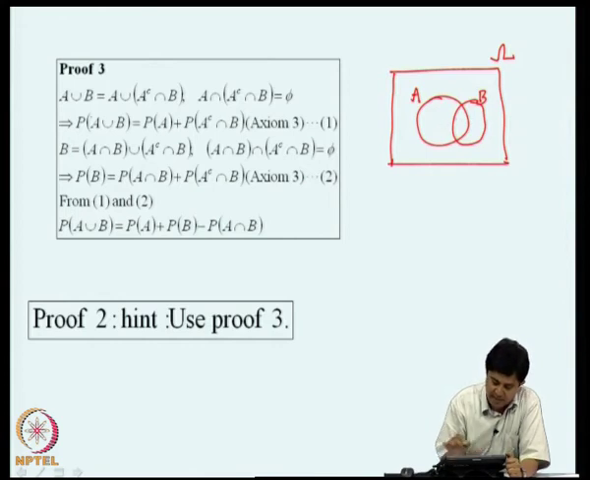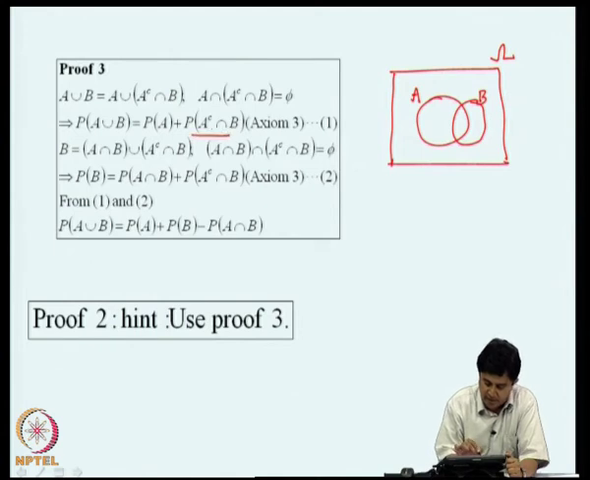Now, A union B itself can be written as A union this part in B which is not in A. So, that is A union A complement intersection B. Okay? And these two sets, A and A complement intersection B, are mutually exclusive because their intersection is a null set. So, therefore, probability of A union B is probability of A plus probability of A complement intersection B. This is according to axiom 3.